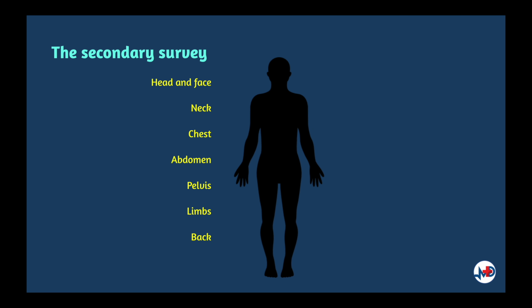Let's look at the secondary survey. The secondary survey is commenced after the primary survey has been completed. Immediate life threats are identified and managed. This includes a thorough examination of the head and face, neck, chest, abdomen, pelvis, limbs, and back.